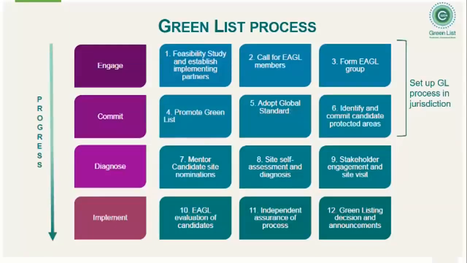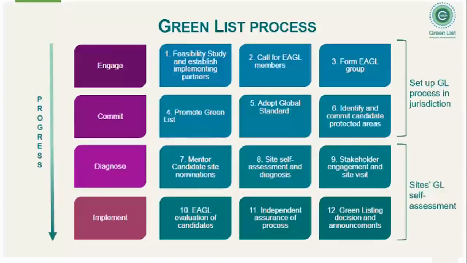The first task will be to adapt the global standard. The IUCN global standard can be adapted. That means they can adapt some wording to their local region to make sure that it can be understood by all the stakeholders without ambiguity. And the second task of the EAGLE will be obviously to assess the various Green List applications they will receive and to also assist the Green List sites to improve their performances.